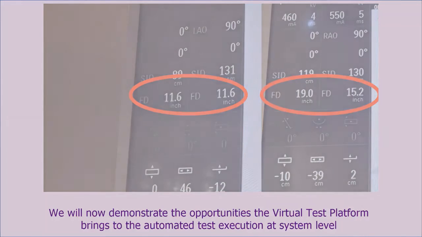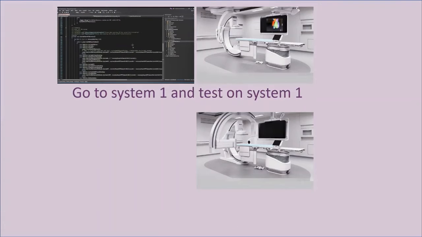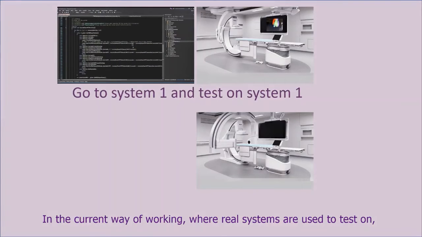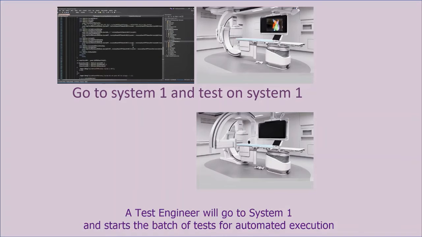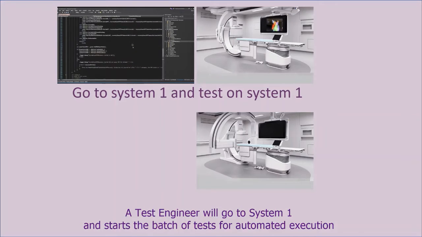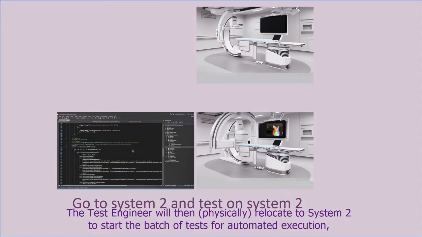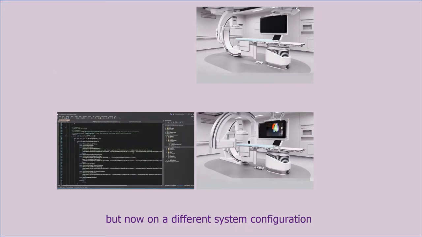We will now demonstrate the opportunities the virtual test platform brings to the automated test execution at system level, by showing you a few scenarios. In the current way of working, where real systems are used to test on, a test engineer will go to System 1 and start the batch of tests for automated execution. The test engineer will then, physically, relocate to System 2, to start the batch of tests for automated execution, but now on a different system configuration.